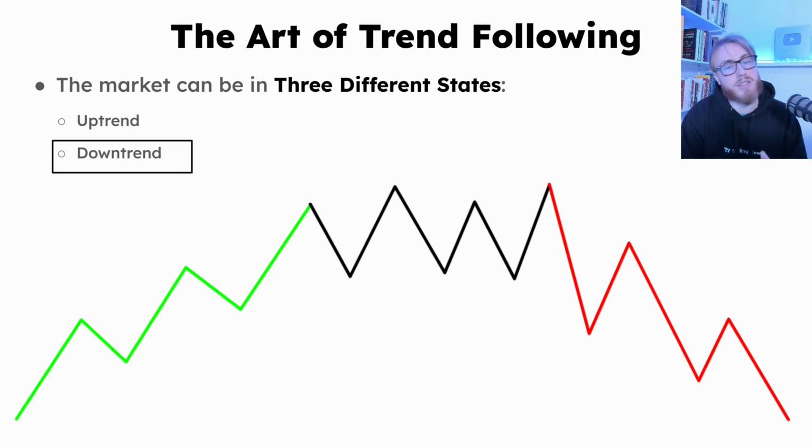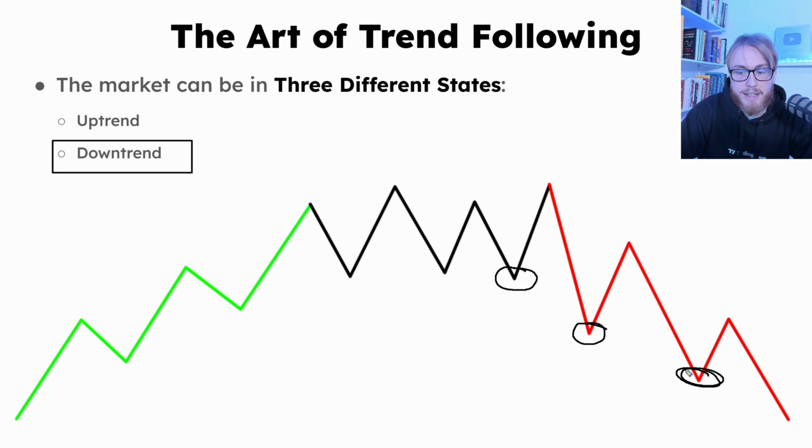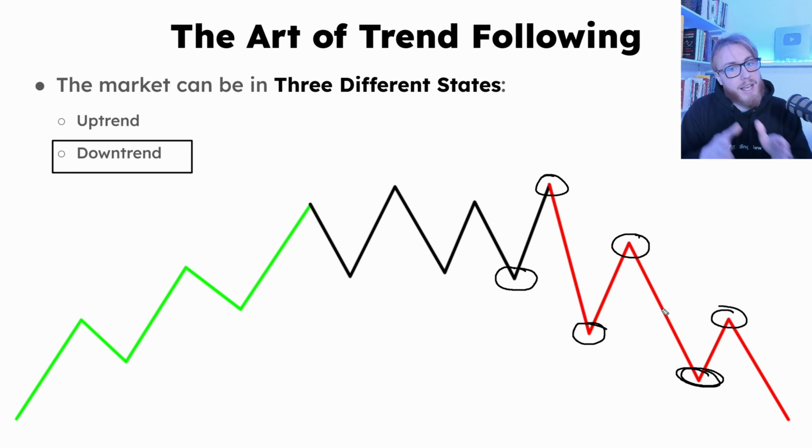A downtrend is just the opposite of an uptrend. This is when we're printing consecutive lower lows, right? So we have a low, we have a lower low, and then we have yet another lower low, but we also need to print consecutive lower highs. So we have a high, lower high, lower high. When we have lower lows and lower highs, we have a downtrend.